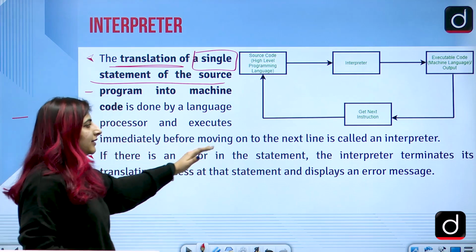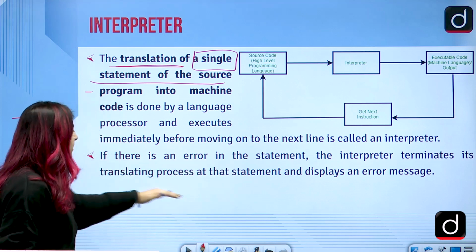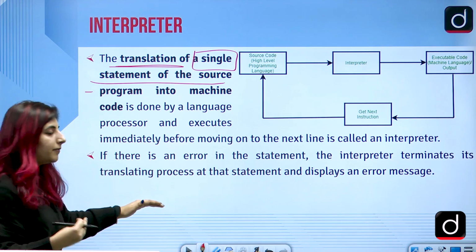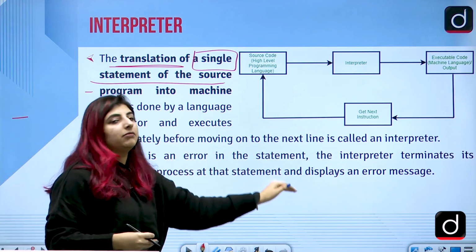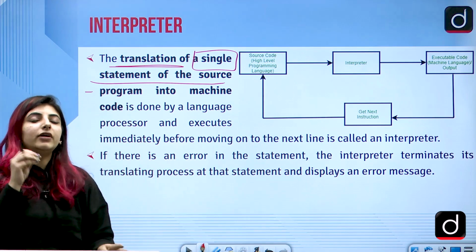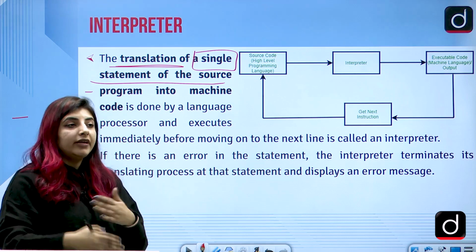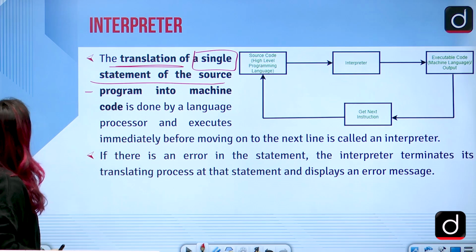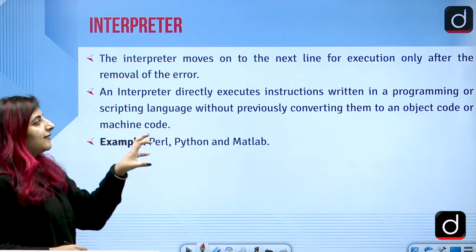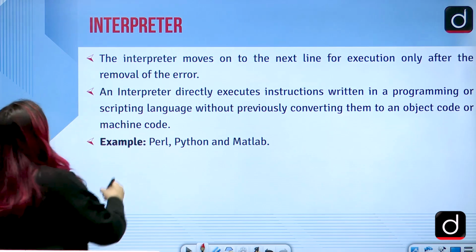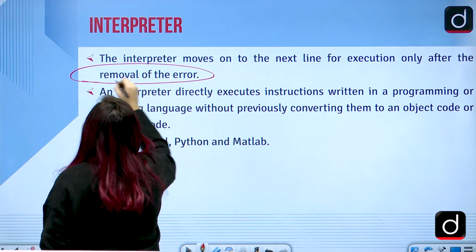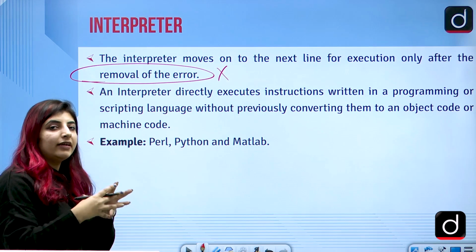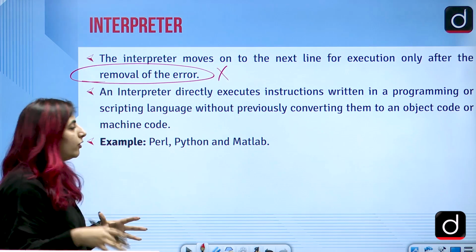If there is an error in a statement, the interpreter terminates its translating process. The translating process will stop there and display an error message, and then you have to correct that error to restart the translation or the recompilation of the program. It moves to the next line for execution only after the removal of the error. Until and unless the error is removed, you cannot move. You cannot let the interpreter go or read the entire document.